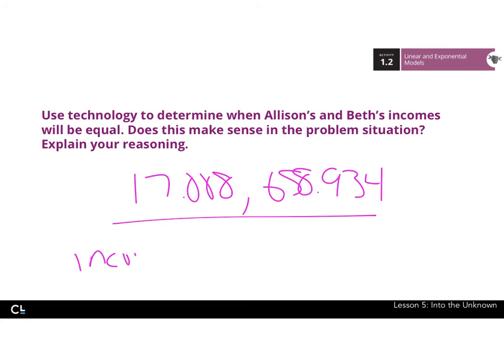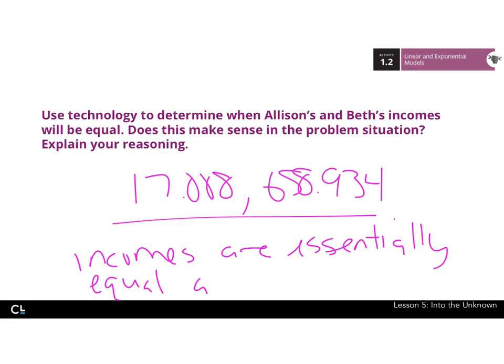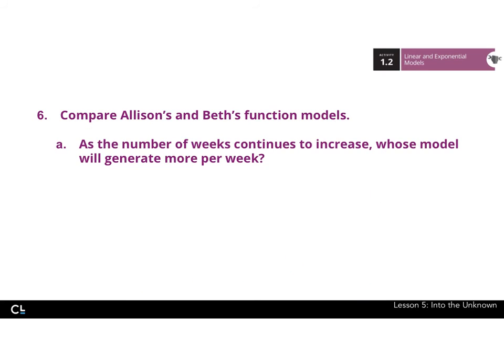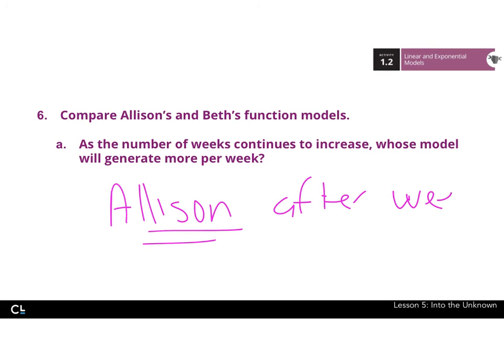So incomes are essentially equal at week 17. As the number of weeks continues to increase, whose model will generate more per week? Well, if I look at these curves, I will quickly see, so I made Allison's blue and Quentin's red, that the red curve stays on top until we hit that intersection point at like 17-ish, and after that, blue's going to win. So that was Allison's model. Allison after week 17.